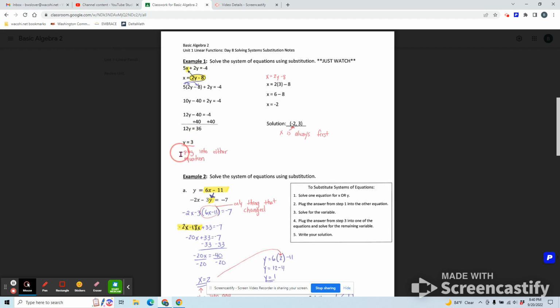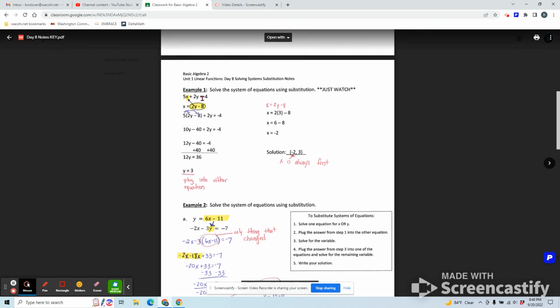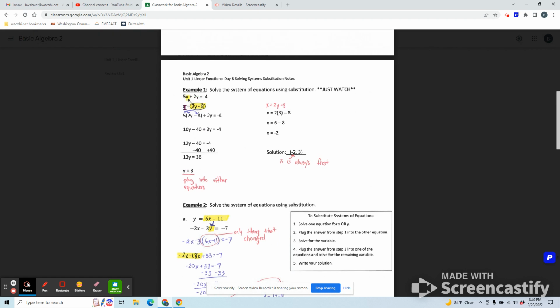Lots of students like to think they're done because they solved y equals 3. But go back and look. There are actually two variables in this equation, an x and a y. So we solved for y, but we did not solve for x yet. We need to take y as 3 and plug it in to solve for x.